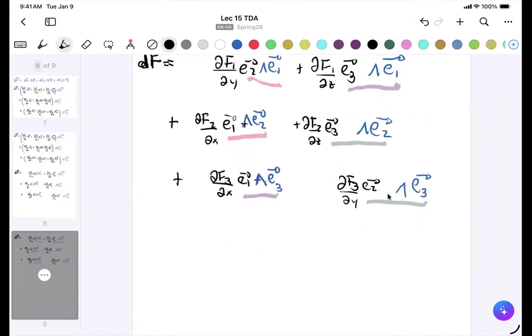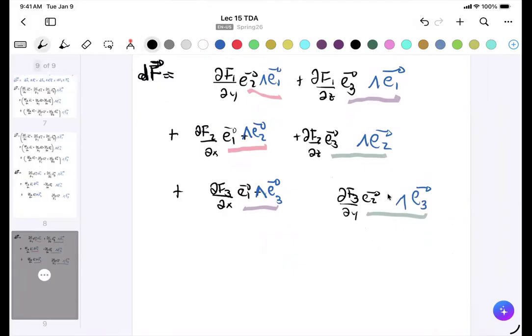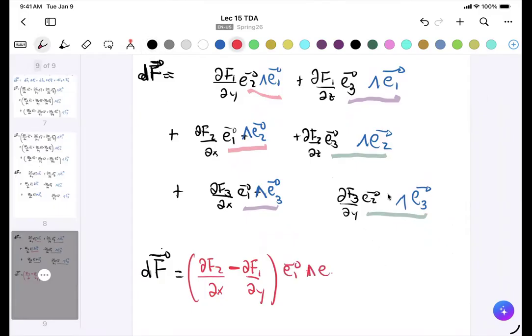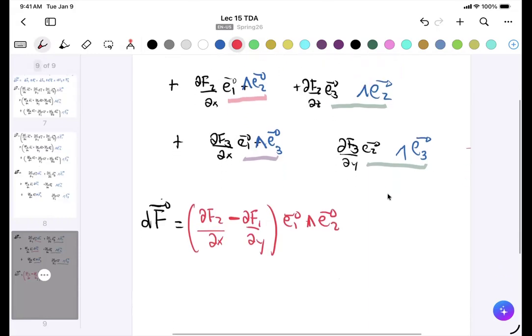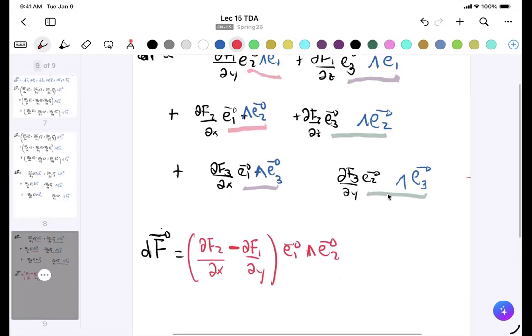So if you do all of that, then the exterior derivative, or the differential, that's another name for this. Well, no, the exterior derivative, I guess, is more common. So it would be the derivative of f2 with respect to x minus the derivative of f1 with respect to y, times E1 wedge E2. Okay.